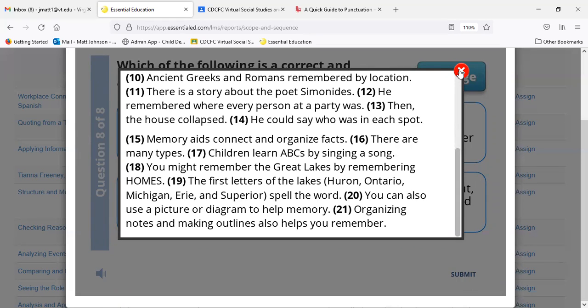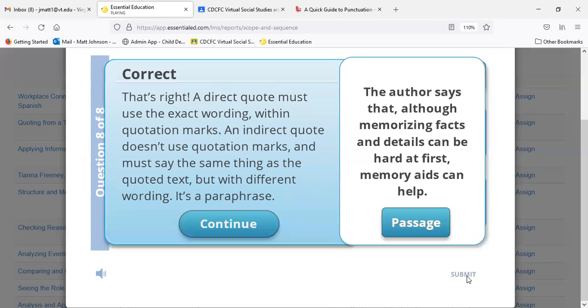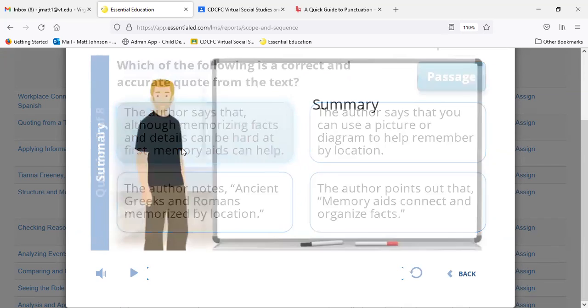I think the number 10, the A. I think it's A. The other notes, ancient Greeks and Romans memorized by location. Let me see. A. There we go. Yeah. So the author says that although memorizing facts and details can be hard at first, memory aids can help. Direct quote. Oh, so they're looking for a direct quote. That's not accurate here.